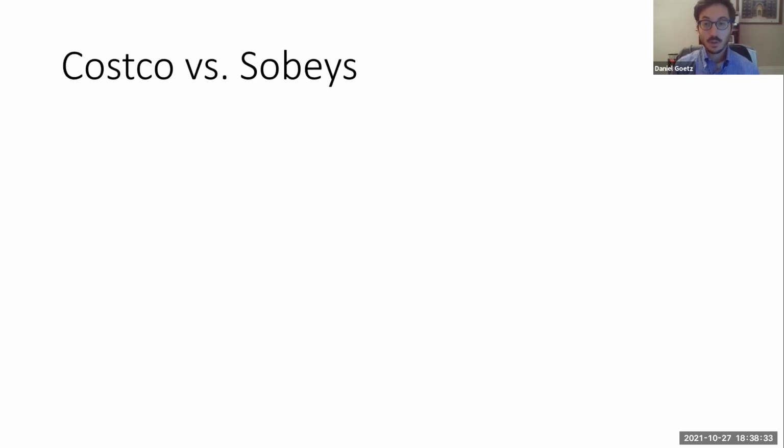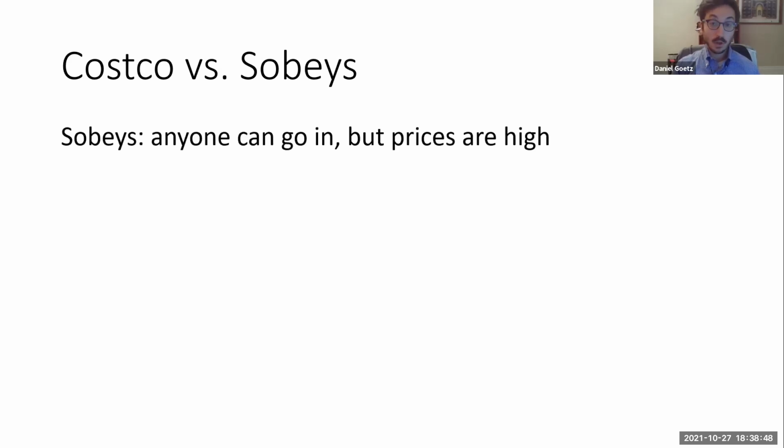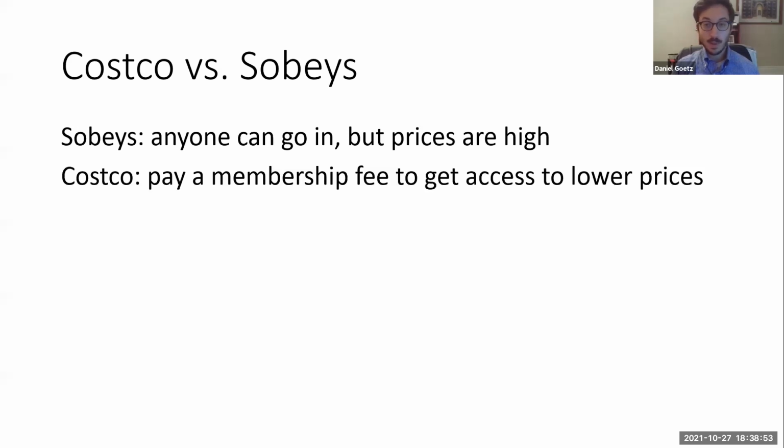Okay, Costco versus Sobeys. So we've heard a little bit about Costco. This is a new topic. We've now talked about price discrimination, and bundling, so pricing multiple products at once. Now Costco versus Sobeys. At Sobeys, anyone can go in, but the prices are high. Different from Costco, right? You pay a membership fee to get access, and what that membership fee gives you is lower per unit prices. The price of paper towels or salmon or pierogies or whatever it is lower at Costco per unit.